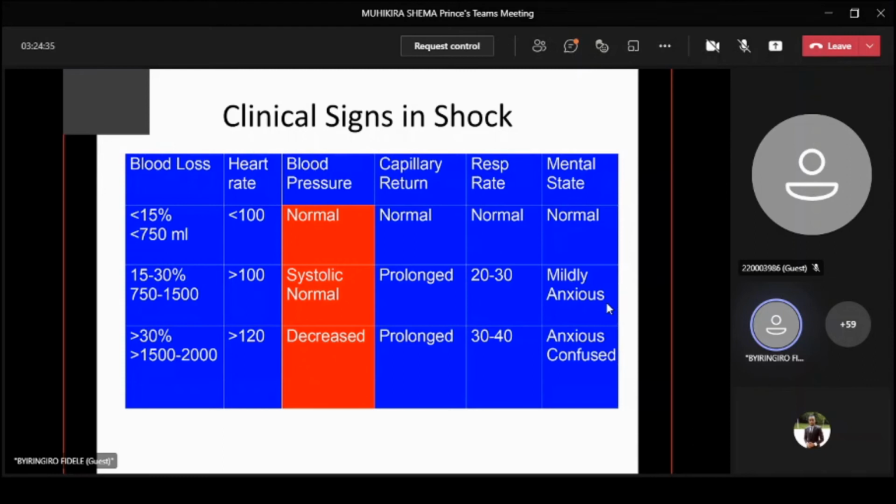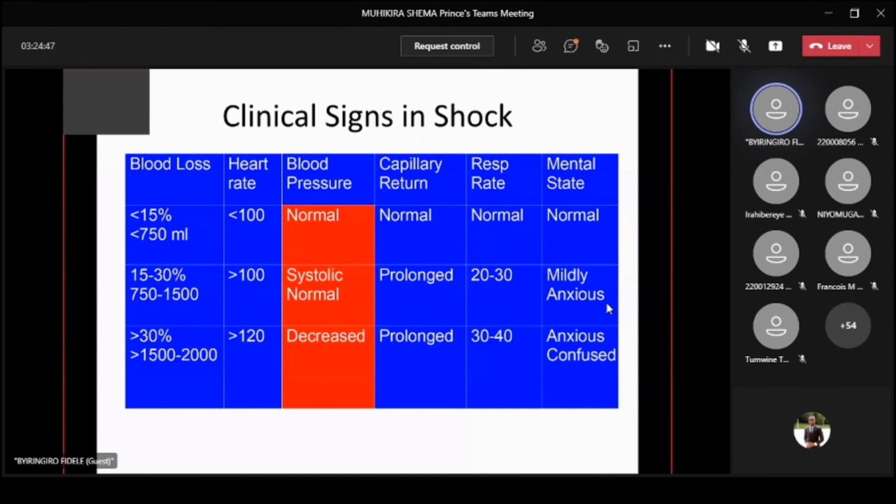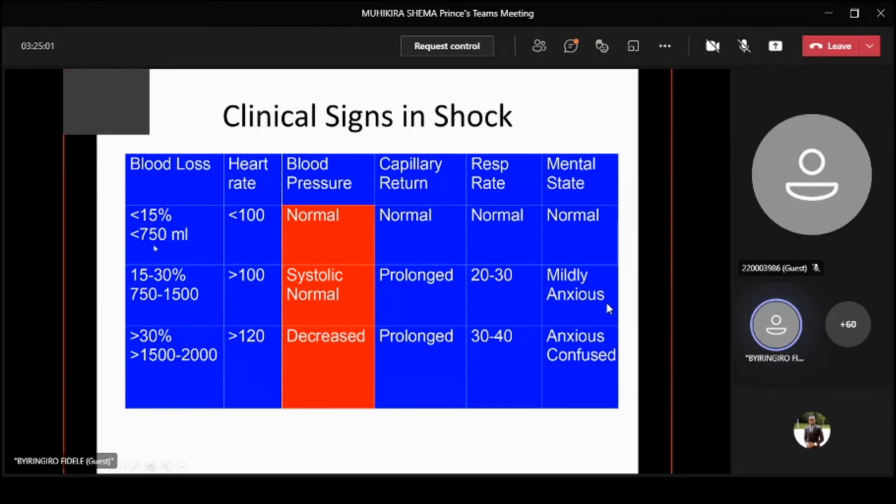You don't need any device. Just with your fingers, you can know the heart rate of a patient. You can know the capillary return. You can know the respiratory rate. And immediately, by knowing these three factors, you can know which category of shock your patient is in. And by knowing the category of shock, you can guess what the blood loss is. Do you get me?